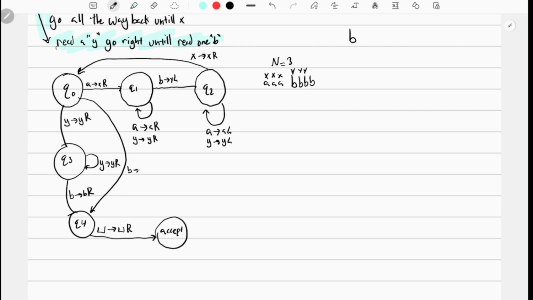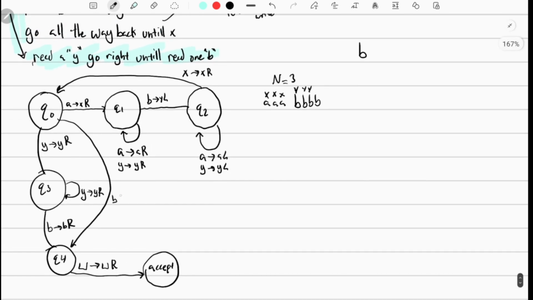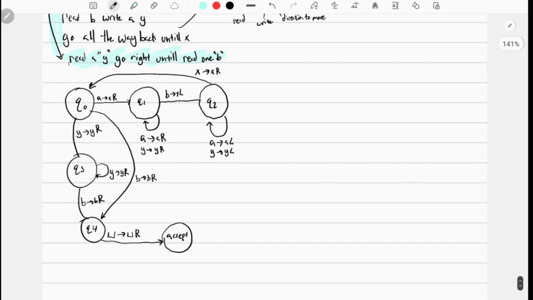Read a b, zoom it in. Read a b, write a b, and then move to the right. Say n equals 0. I mean, there's going to be only one b. So this checks if there's one b, this right here. If there is, and there's nothing after it, just go to the accept state. And that looks like that should be our machine right here, our Turing machine.